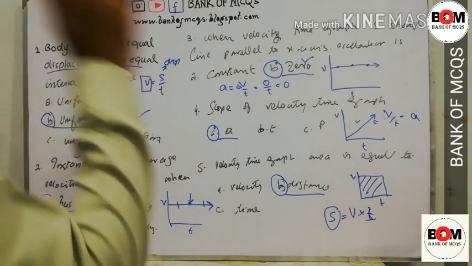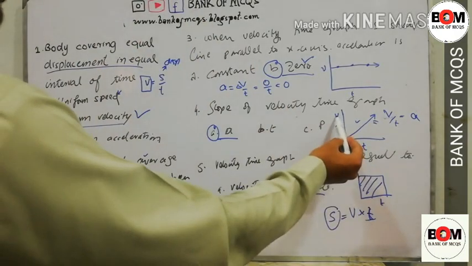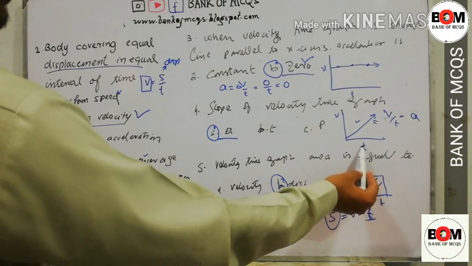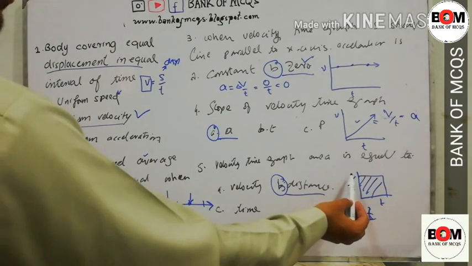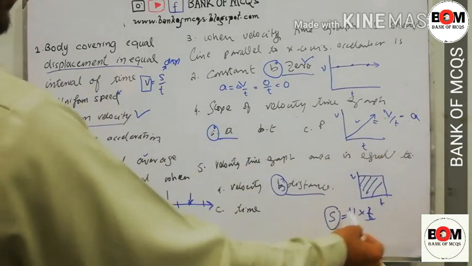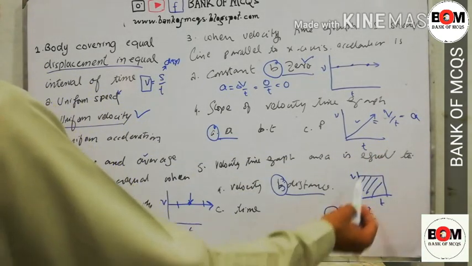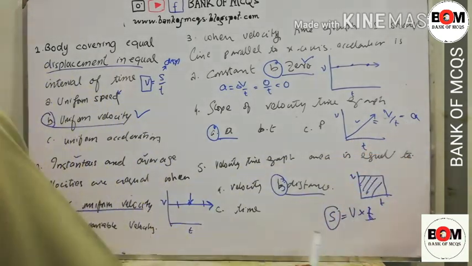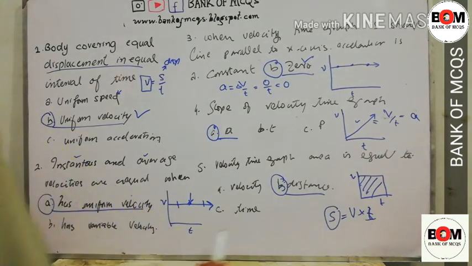So remember, for the slope you divide this quantity by this, and the answer is the slope, and for the area we multiply this quantity by this. So v by t is the slope and v multiplied by t is the area, s. So the slope is acceleration and the area gives us distance.